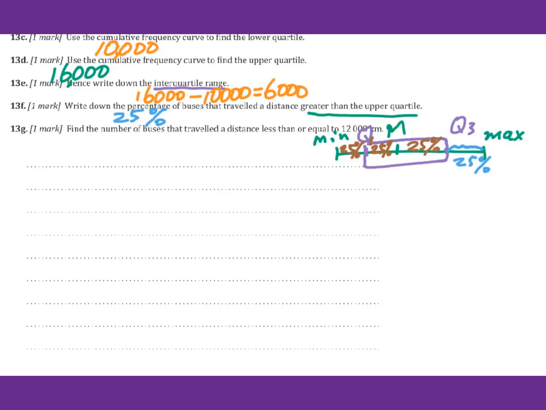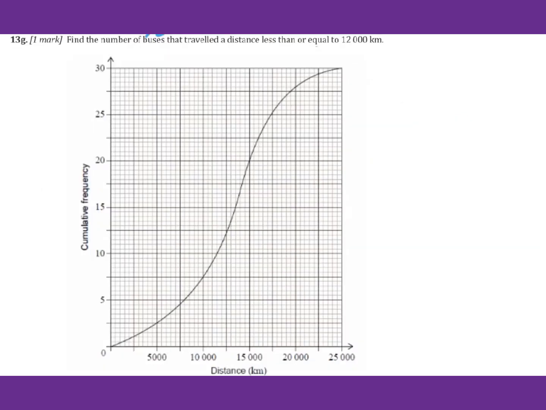13G, find the number of buses that traveled a distance less than or equal to 12,000 kilometers. So we're looking for the number of buses that are less than or equal to 12,000. From the graph, you will find this is a 5,000. Each of the unit is 500. For here, that is 0.5. So for the cumulative frequency graph, you have to know the scale like this.